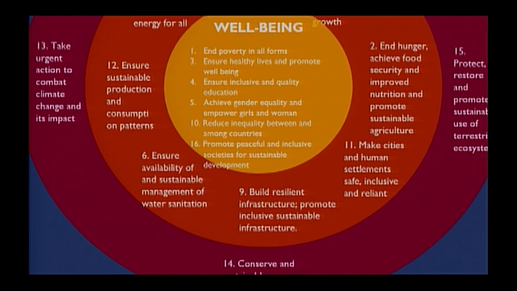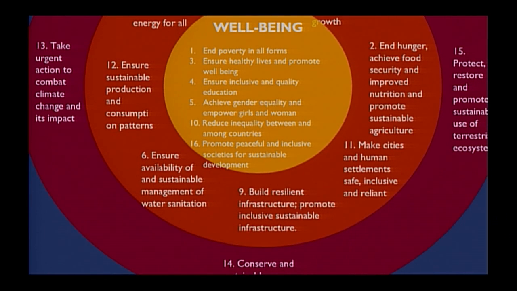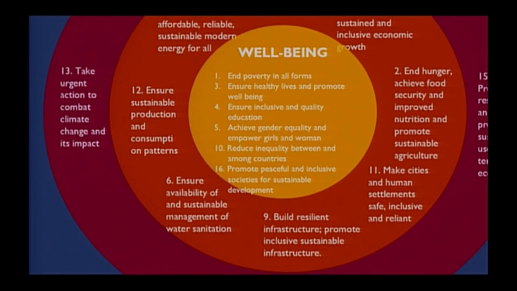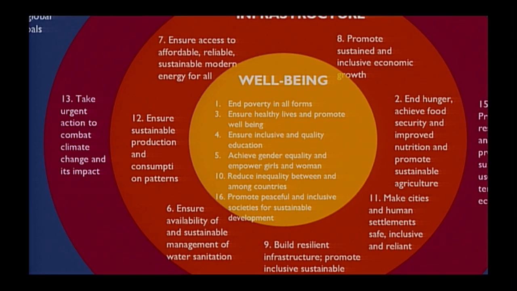Goal 11, making cities and human settlements safe, is obviously around infrastructure, as well as goal 9, which is around building resilient infrastructure and promoting inclusive, sustainable infrastructure. Goals 6 and 12 relate to ensuring the availability of water sanitation and also considering sustainable production and consumption patterns.